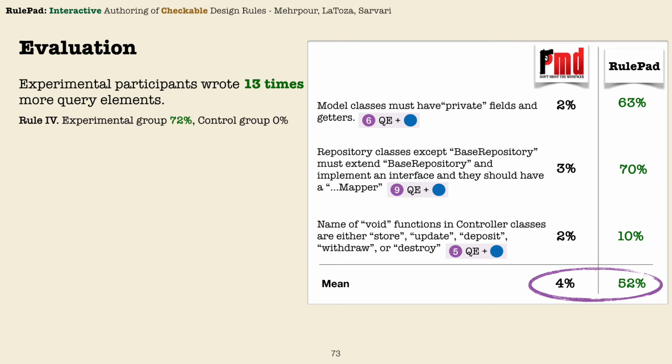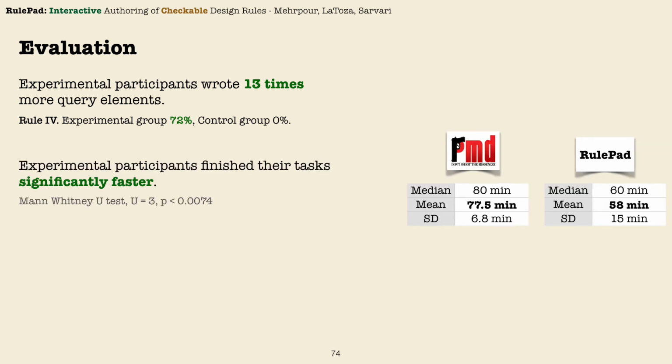Since the 4th design rule was different for each participant, we scored them individually. Control participants didn't author any design rule as the 4th rule, and on average, the design rules written by experimental participants scored 72%. We also looked into the time participants spent on authoring design rules. We found that experimental participants finished their tasks significantly faster than control participants.